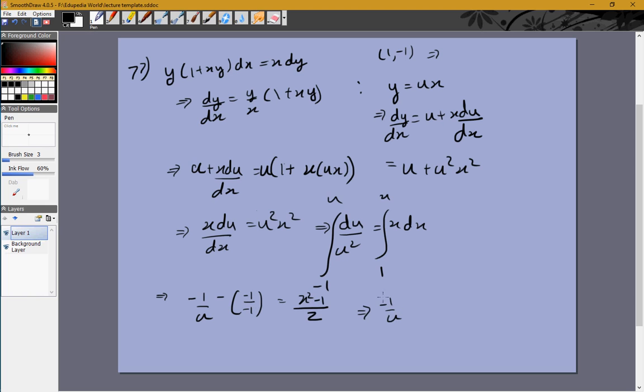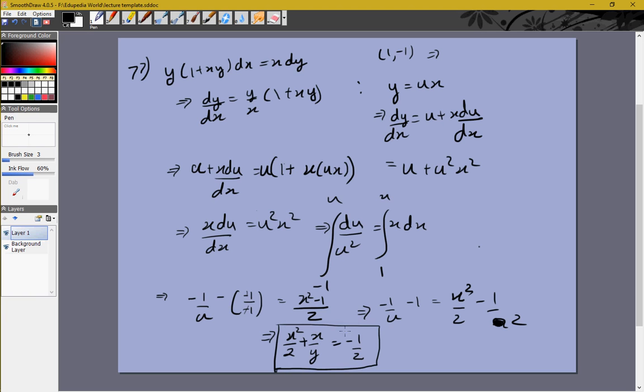Now we need to take care of the minus sign here. These two cancel. Minus 1 by u is x squared by 2 minus 1 by 2 minus 1 by 2, which gives me x squared by 2 plus 1 by u, which now I can write as x by y, is equal to, this goes here, 1 by 2 minus 1 is minus 1 by 2. So this is the equation.